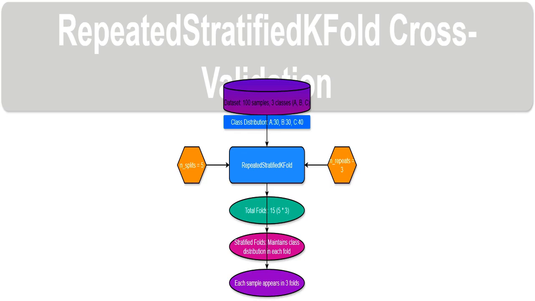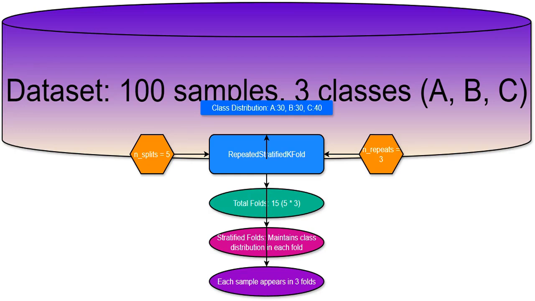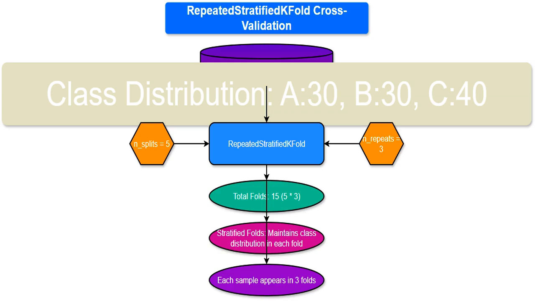It's designed to create folds that maintain the proportion of different classes in the dataset. It's like making sure each group is fairly represented in every round. We have 100 data points, categorized into 3 classes, A, B, and C. Class A has 30 samples, B has 30, and C has 40. Notice the imbalance. C is slightly overrepresented.